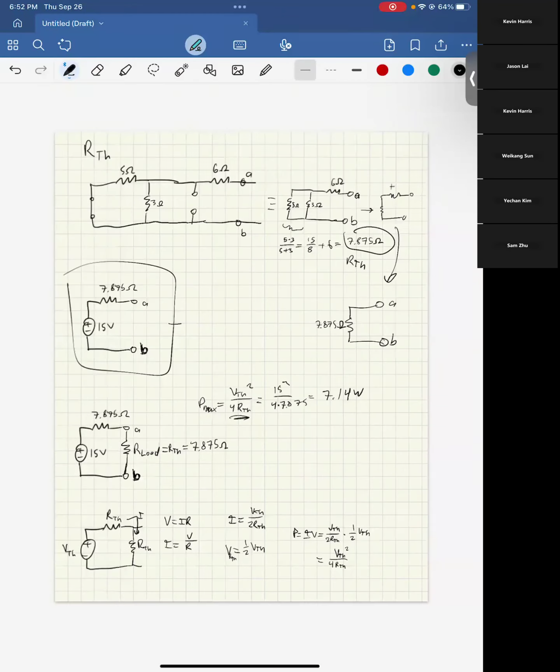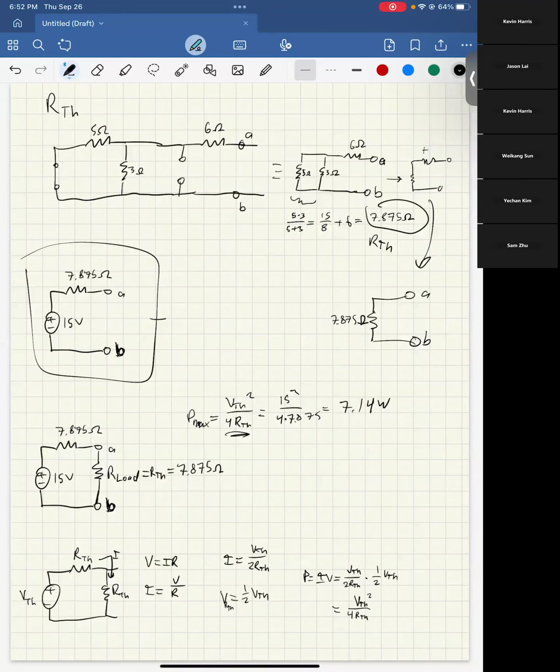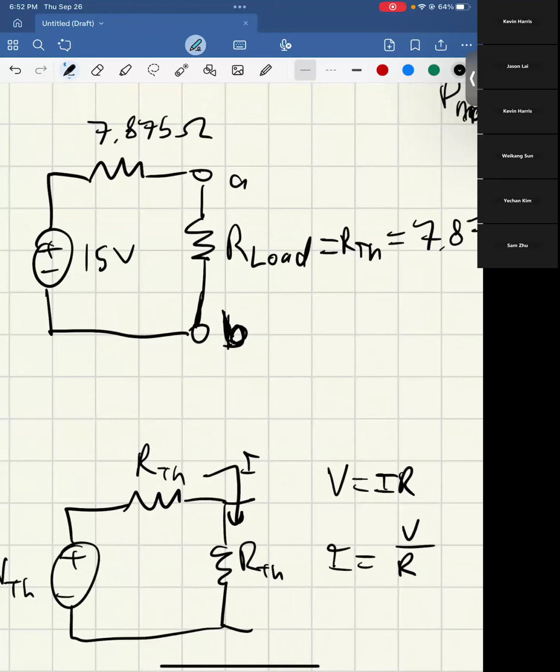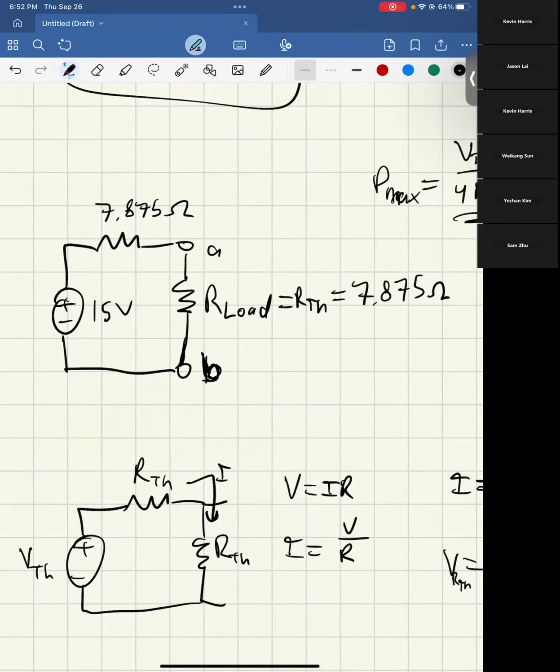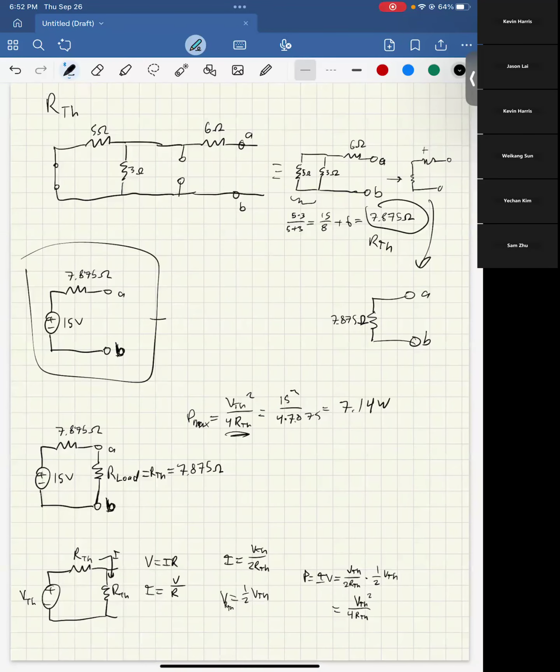So if you want to go through this, if you don't want to remember the formula, that's very fair. This is pretty straightforward: you can find the power through that resistor if you just go through your basic circuit theory. Yeah. So that's that question, and this would be your final answer.